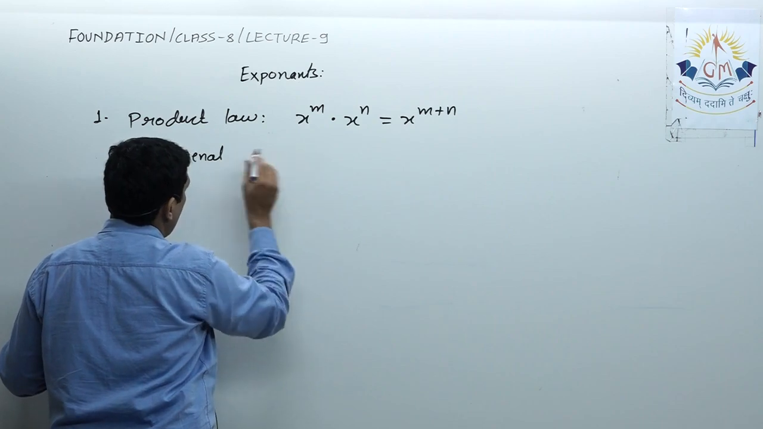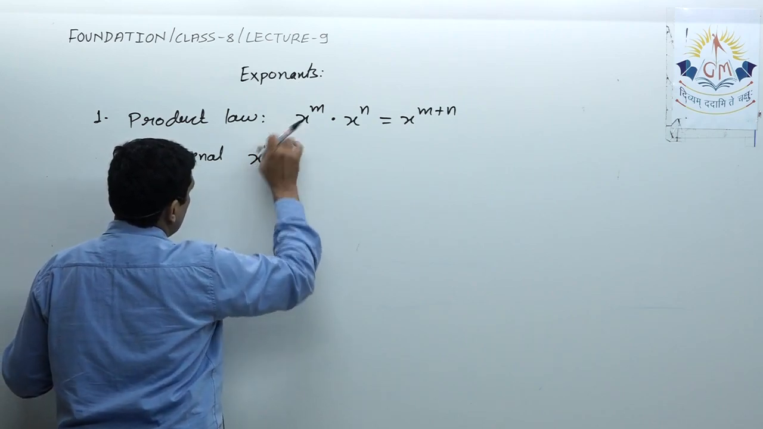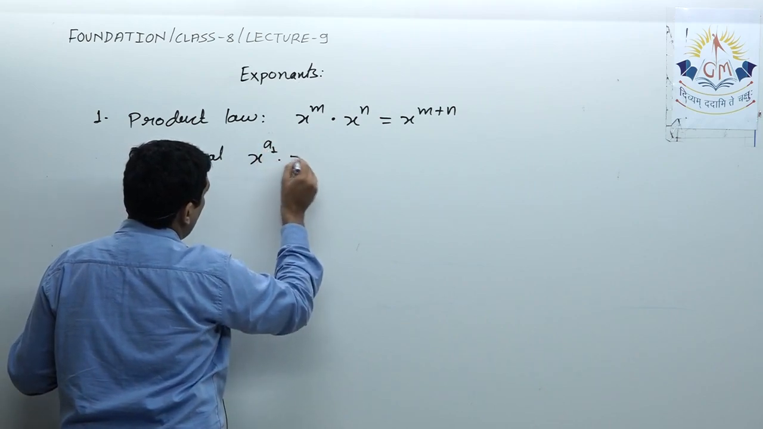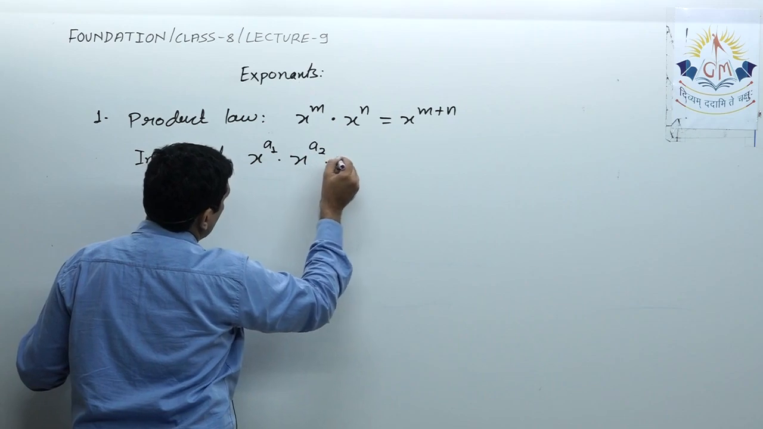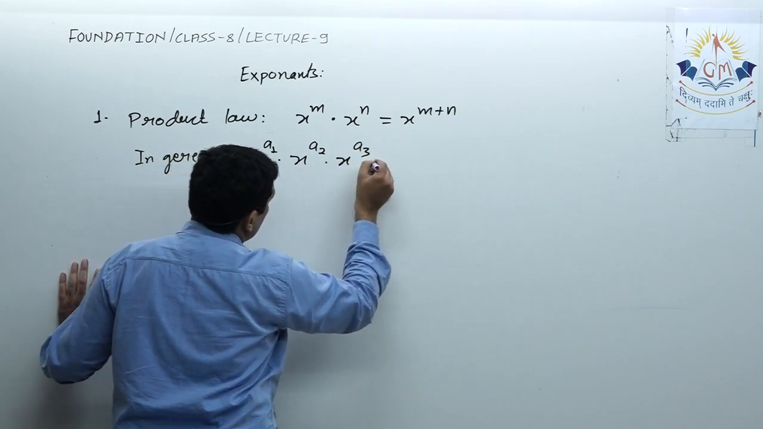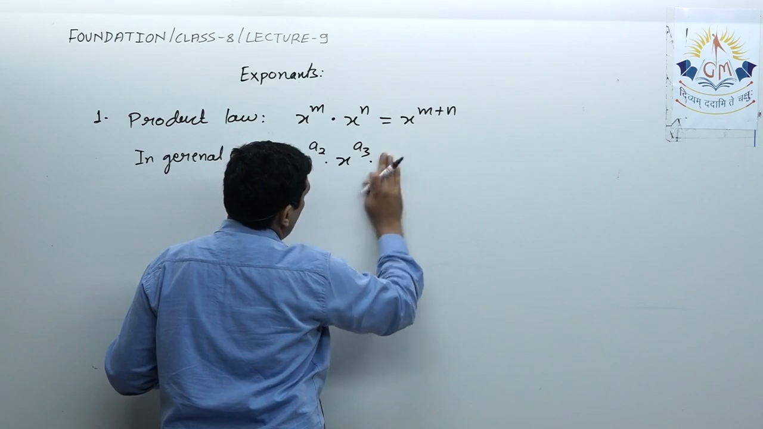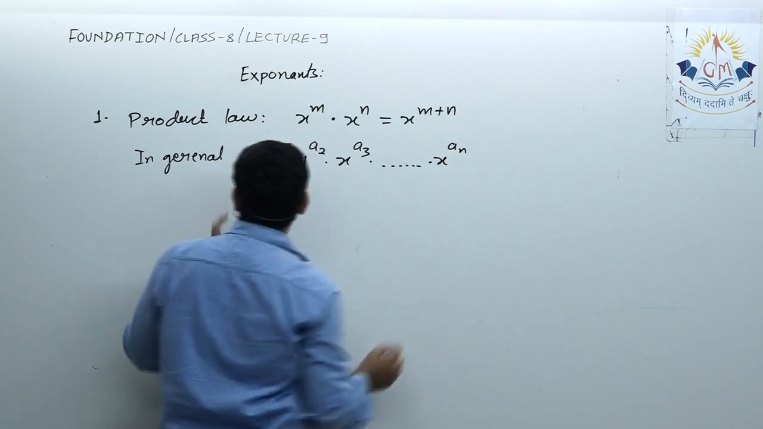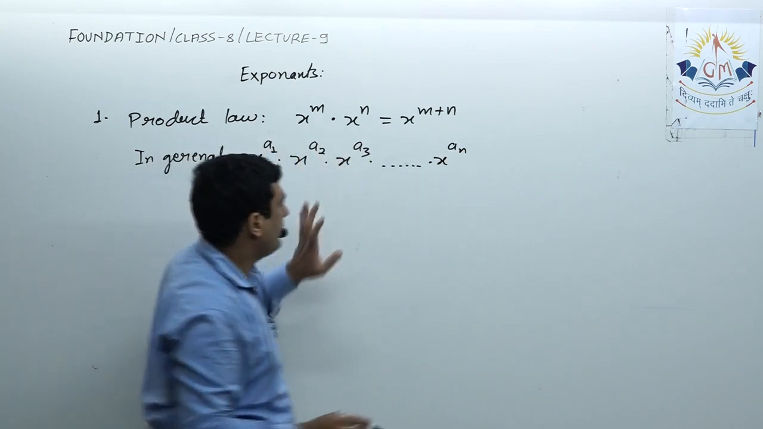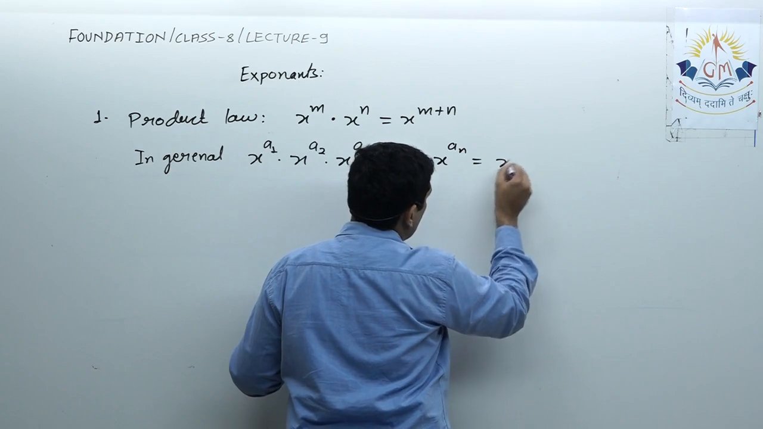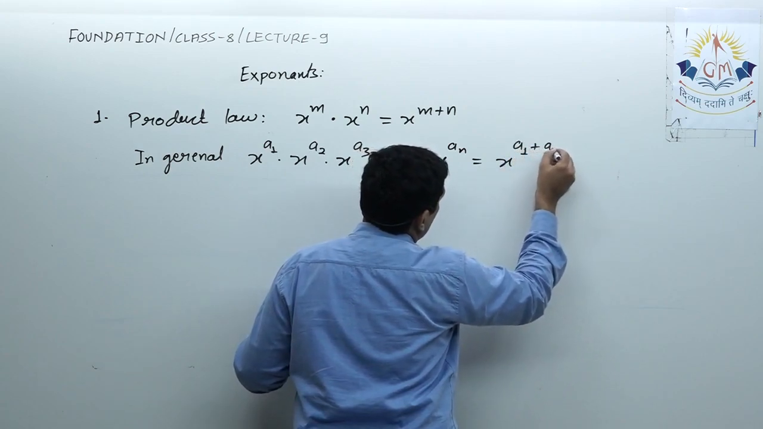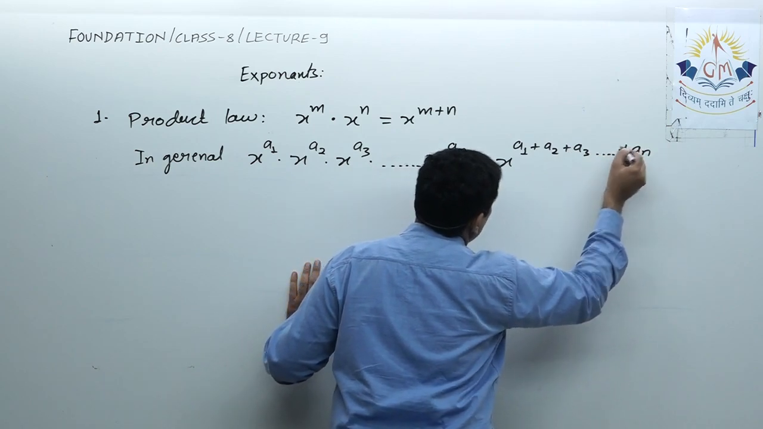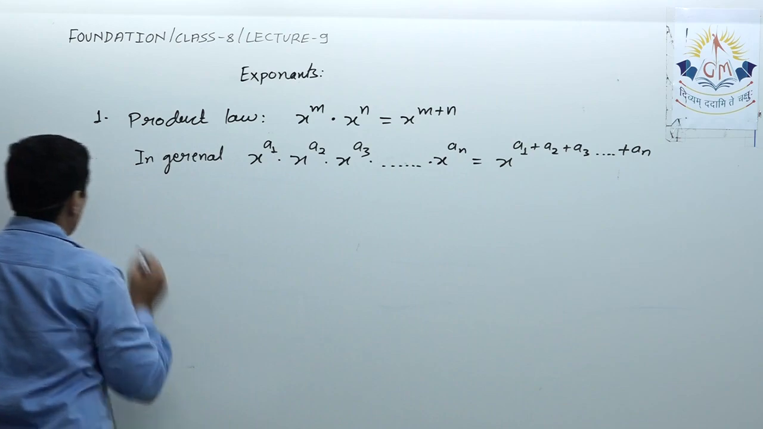Suppose we have x raised to a1 into x raised to a2 into x raised to a3, up to x raised to an. That means with the same base so many powers are there, so we can add all those powers: x raised to a1 plus a2 plus a3 up to plus an. This is the generalized form of the product law.